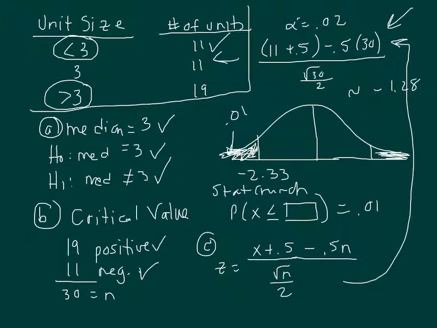So this is what it looks like in StatCrunch. You're going to enter 0.01 in that box on the right, and then you'll click on compute, and that's where you'll see the negative 2.33, and that's your critical value.